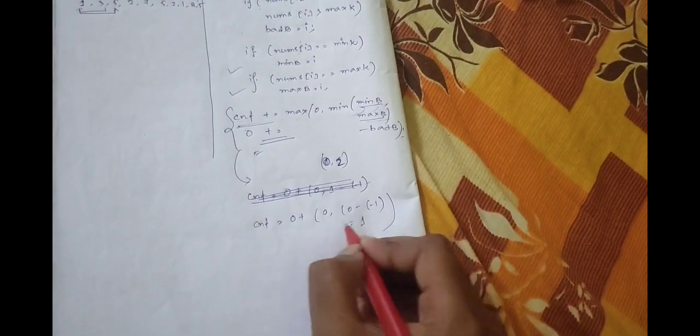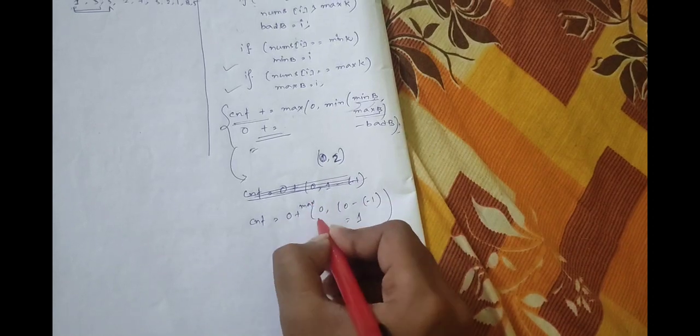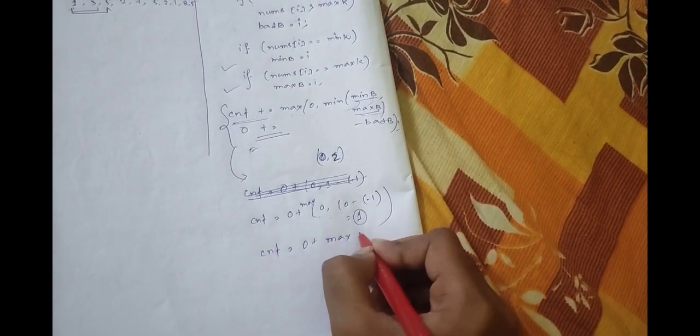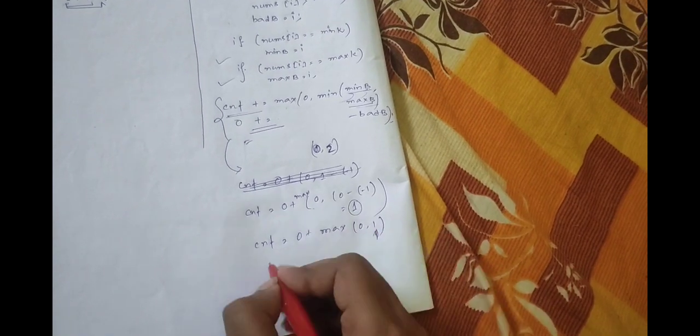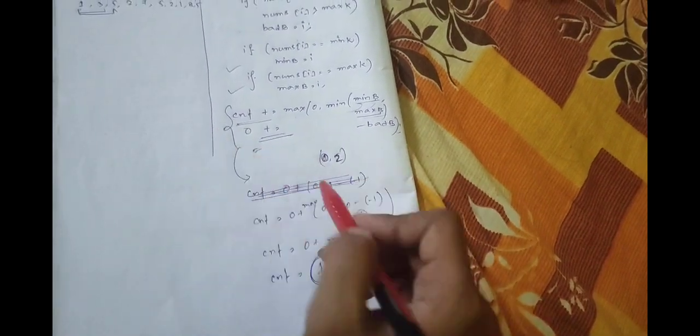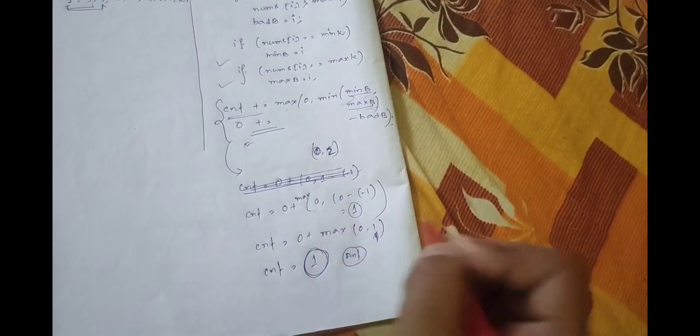So now you can check max of 0 comma 1, because look, 0 plus max of 0 comma 1, what will be returned? 1. So the count is now 1. So this way we can get the answer for the count.